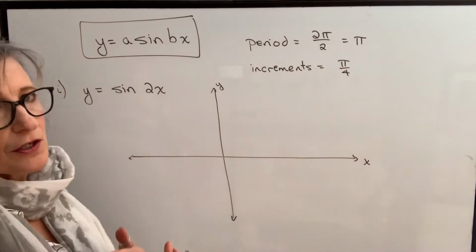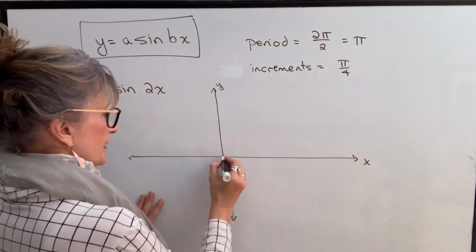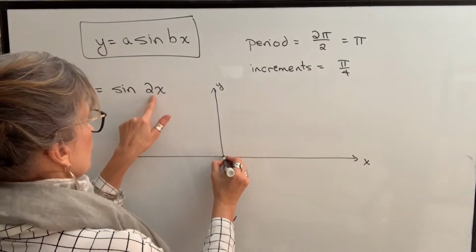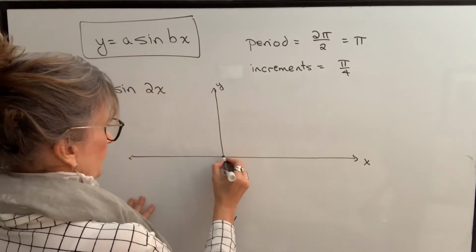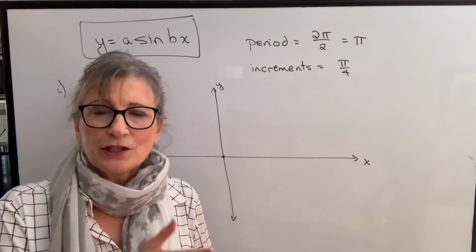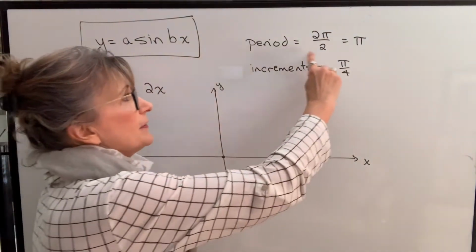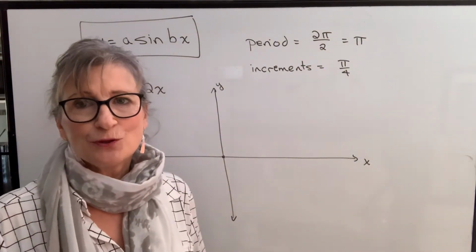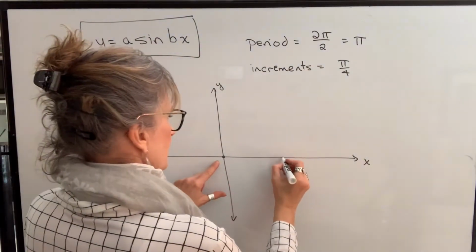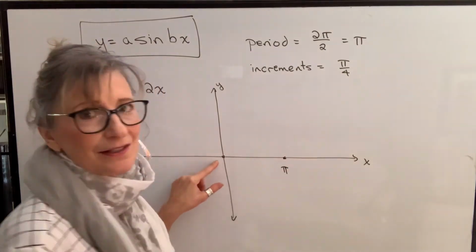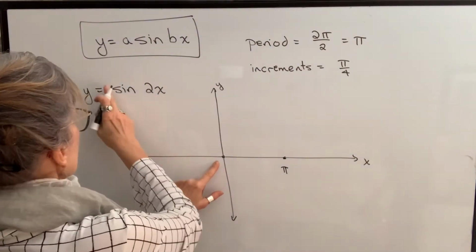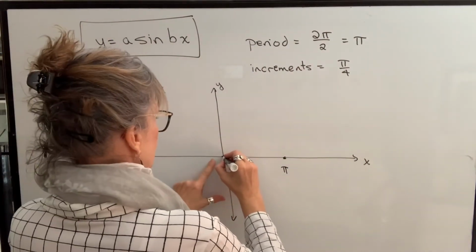So my graph starts at the point 0, 0 for the sine function. And if I put a 0 in, 2 times 0 is still 0. Sine of 0 we know is 0. My 5 key points change now because the period has changed to pi instead of 2 pi. So that means it's going to only take pi units to complete one cycle. And I know that because a is 1, my graph is going to look like this.